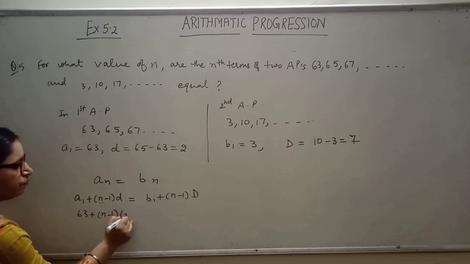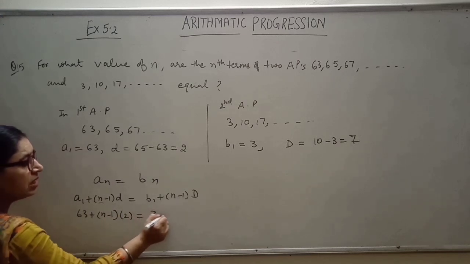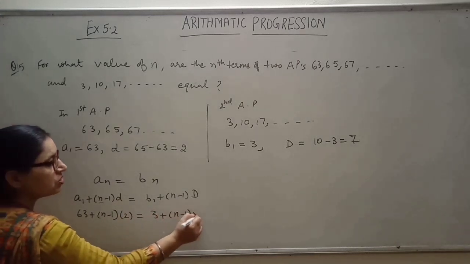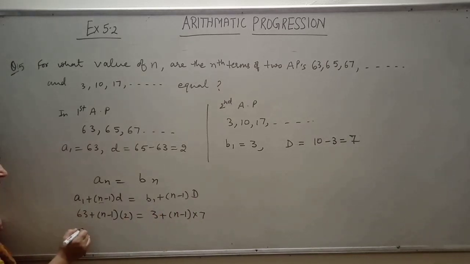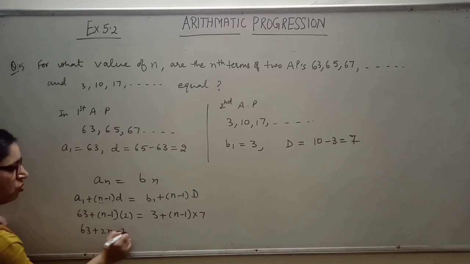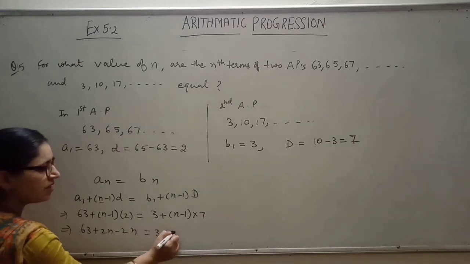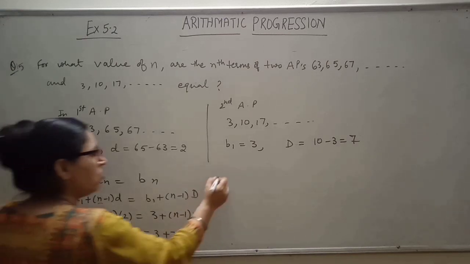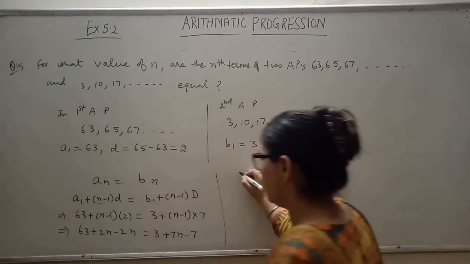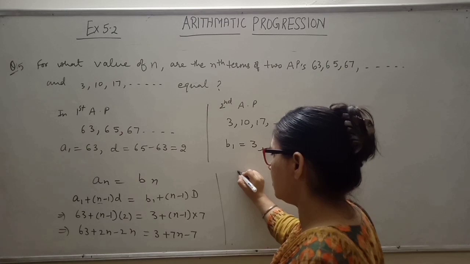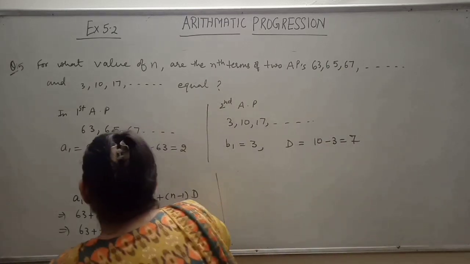D is 2. B1 is 3. N minus 1. D is your 7. Okay, so this is 63 plus 2N minus 2, and this is equal to 3 plus 7N minus 7. Now we can solve it. 63, this is 2, this is 2.